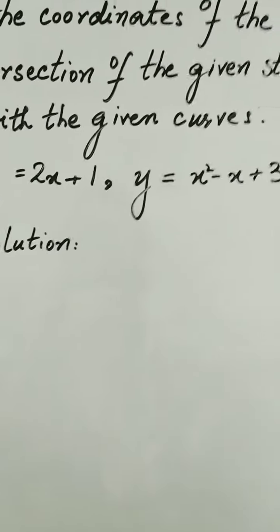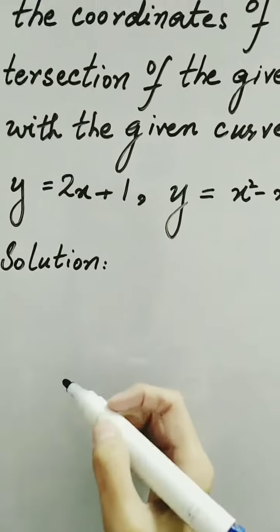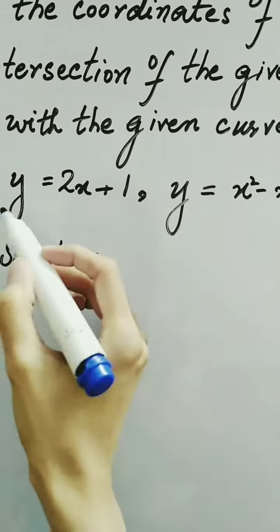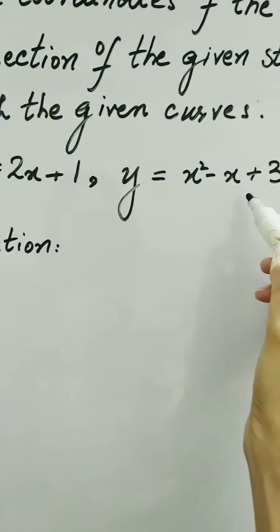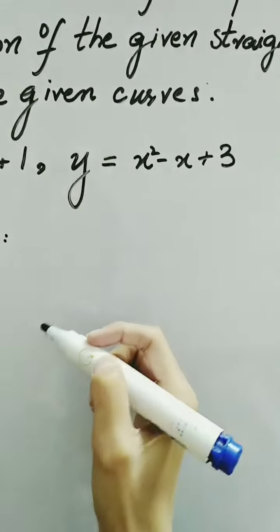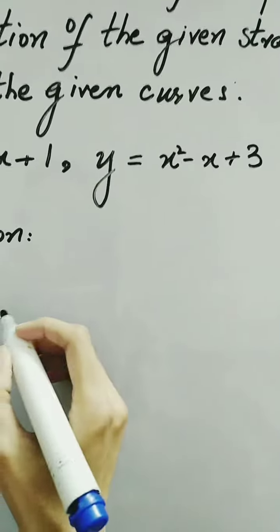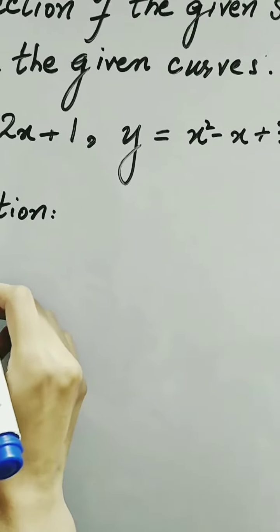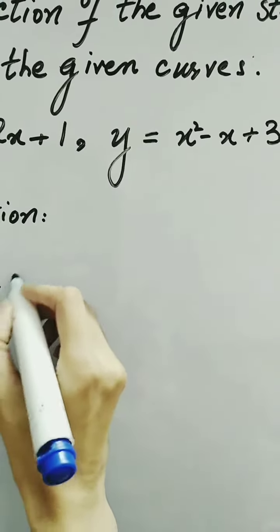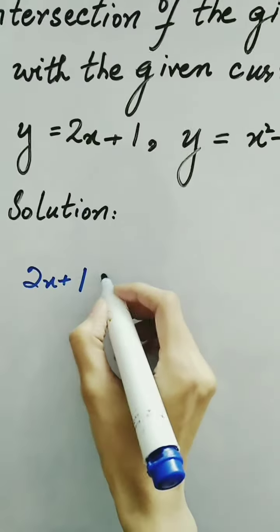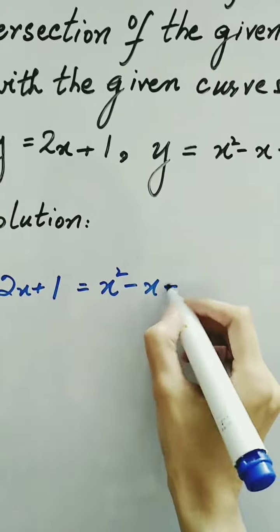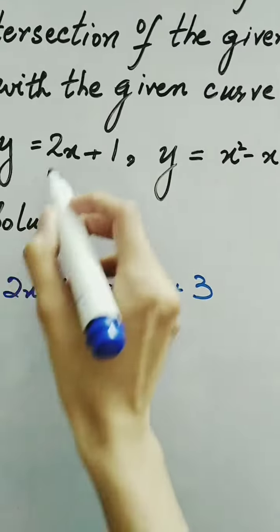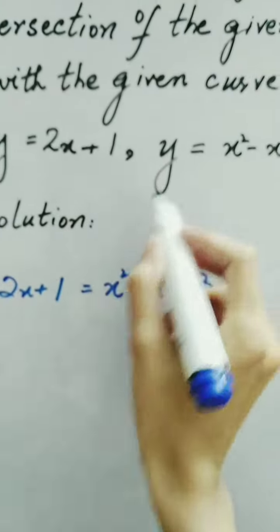Now, start solving it. First, we will put the value of y, which is given here, y is equals to 2x plus 1, in another equation, which is y is equals to x square minus x plus 3. So we have 2x plus 1 instead of y is equals to x square minus x plus 3. We have just put the value of y here.